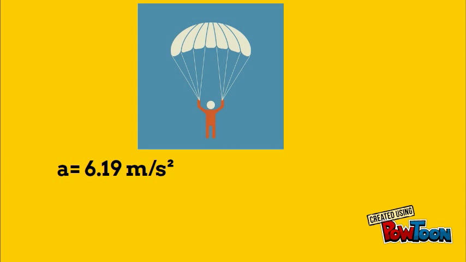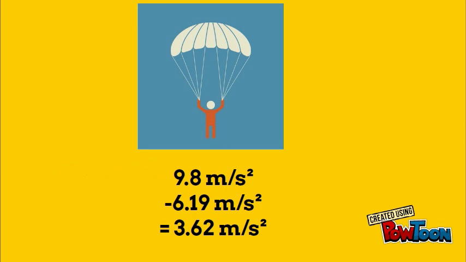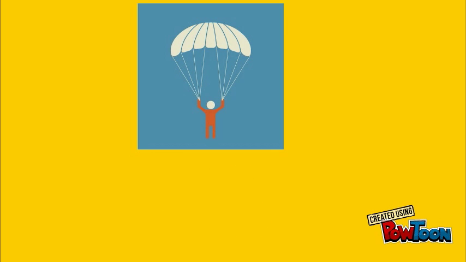So, let's say this guy was falling down with an acceleration of 6.19 meters per second. Then, we grab the gravitational acceleration, which is 9.8 meters per second, and subtract the acceleration of this little guy. And then this gives us the 6.62 meters per second, which is the wind resistance that was going against him.